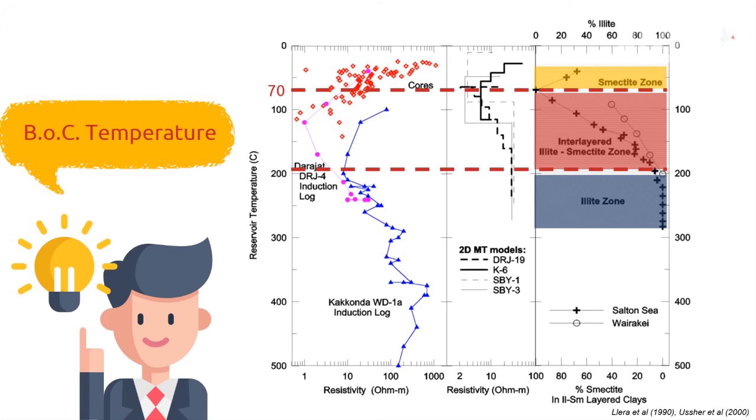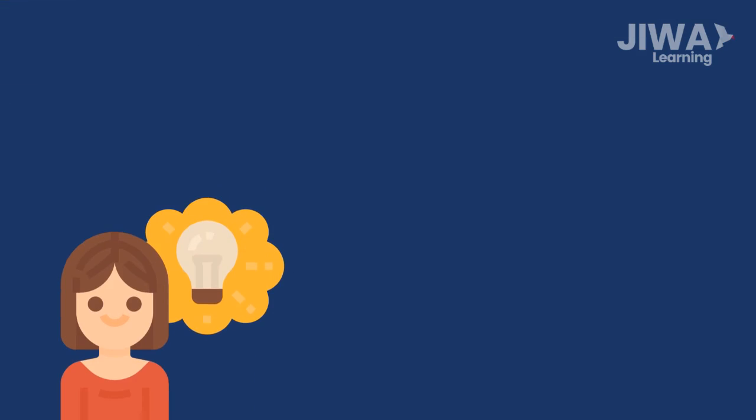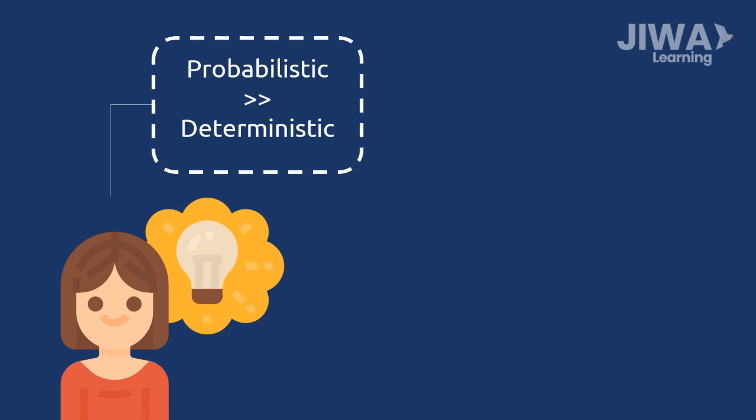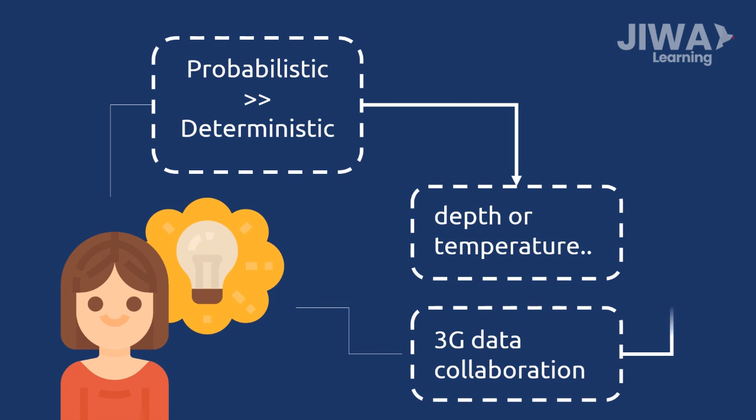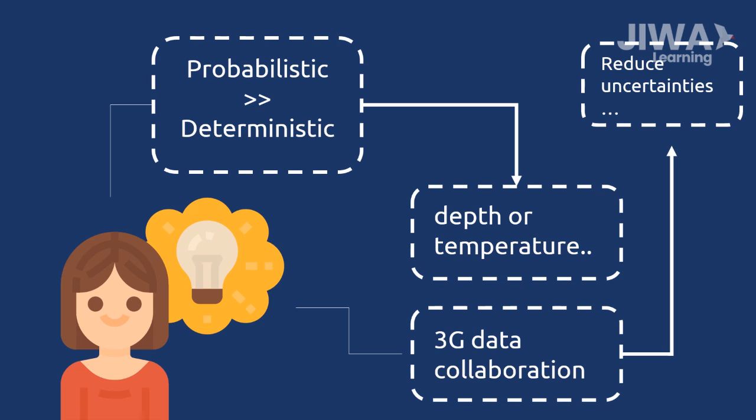This broad range of temperatures shows us another uncertainty which may affect the BOC's delineation. From this explanation, it can be inferred that when we delineate the BOC, the probabilistic approach using a certain range of values is better than deterministic approach due to its uncertainties, either correlated with depth or the temperature. The comprehensive understanding based on 3G data collaboration is required to reduce the range of each uncertainty.